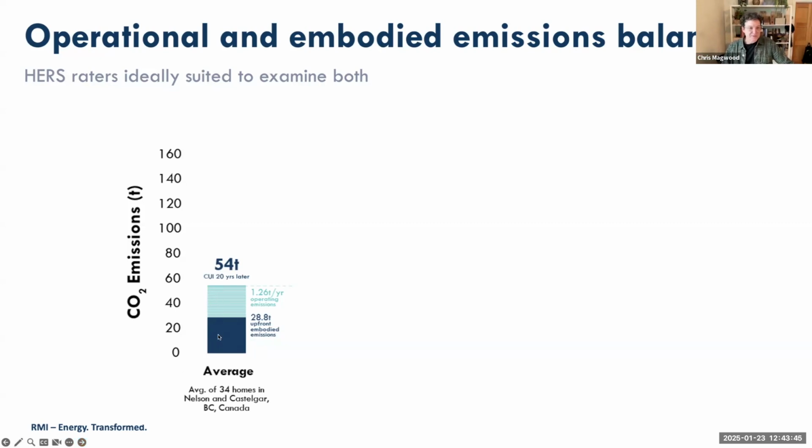And so the first bar here is, on average, what we found was that the embodied carbon, which is the dark blue part of the bar, equaled about 20 years worth of operational emissions for the whole data set. But if you look at the number for operating emissions in Nelson, BC, at just 1.25 tons per year, they have a pretty clean grid in Nelson, and people tend to build highly electrified homes. So this is a bit of an interesting case. Not many areas would have an average like that.